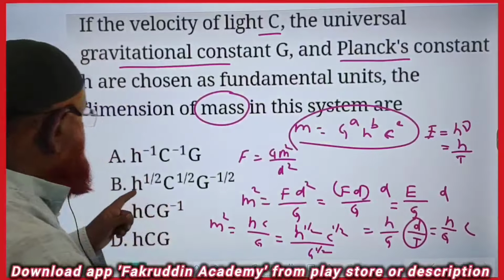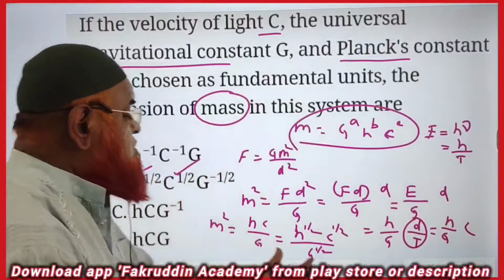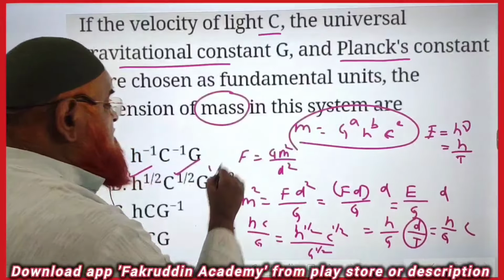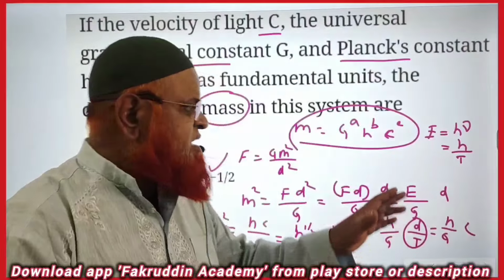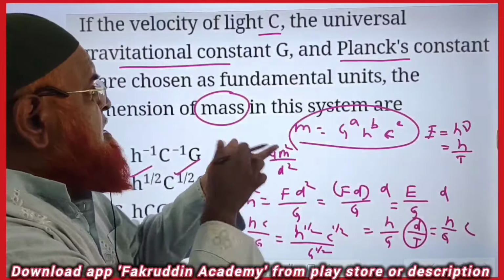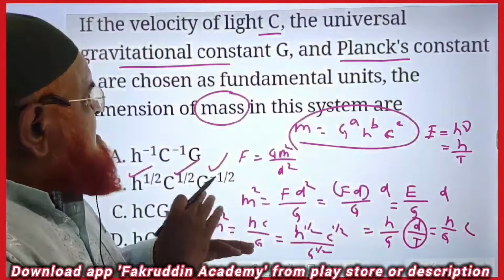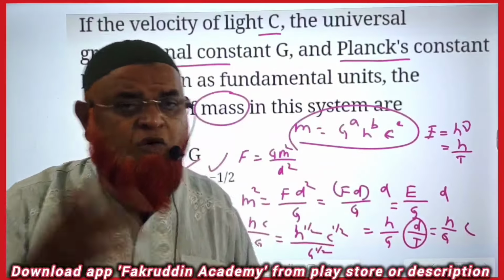So your answer is h power 1 by 2 and c power 1 by 2, and G comes to the numerator, becoming G power minus 1 by 2. This is a simple method. You need not remember the dimensional formula for energy, gravitation constant, Planck's constant, nothing else. You can just directly modify the formula and get the answer. Hope you have enjoyed this one.